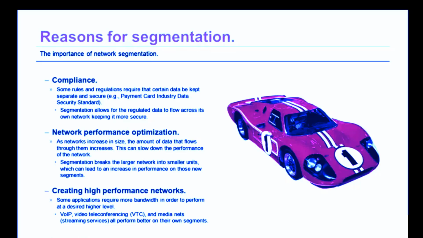Related to network performance optimization is the creating of high-performance networks. Some applications require more bandwidth in order to perform at the desired higher level. Voice over IP, video teleconferencing, and media nets, which are all examples of streaming services, all perform better when they are on their own network segments.